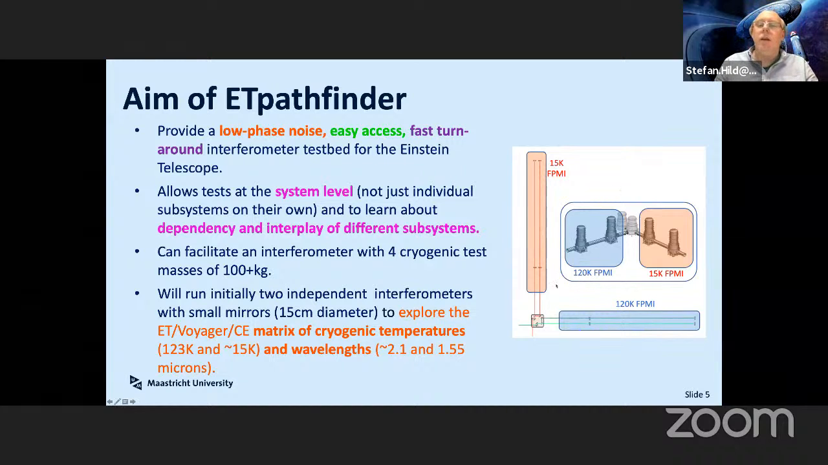And here you see a picture of how you can do this. Initially, the cryostats are big enough that you can always fit 2 ITMs and 2 ETMs next to each other in the cryostat. And that then allows you, instead of having one big interferometer, to have 2 small Fabry-Perot Michelson interferometers, parallel arms here, and you can choose them to operate at different temperatures.